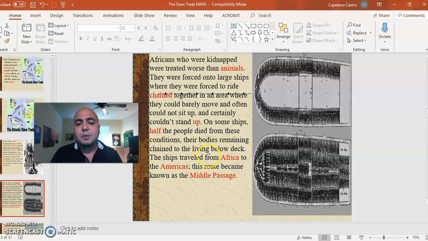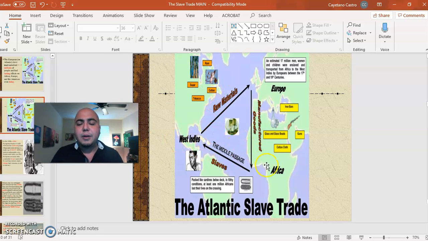The ships traveled from Africa to the Americas. This route became known as the Middle Passage. So going back to our map right here, from Africa to the Americas, the route right here is known as the Middle Passage. All right, so I provided two questions for that key point. Take 1 or 2 minutes to answer those two questions. Press pause and then press play when you're ready.